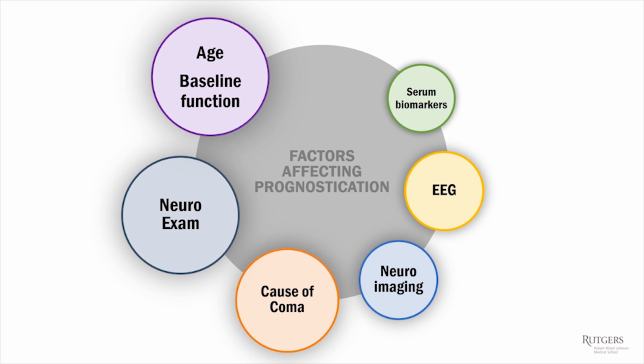Serum biomarkers like neuron-specific enolase have been used as another confirmation of poor outcome after cardiac arrest. The use of these biomarkers, though, is still being studied. Other important predictors of poor outcomes are the duration of coma and other comorbid conditions. Obviously, someone who's been in a coma for 2 months has a poorer outcome than someone who's only had a coma for several days. And a person who's in a coma due to metastatic cancer has a poorer outcome than someone with traumatic brain injury but otherwise healthy.